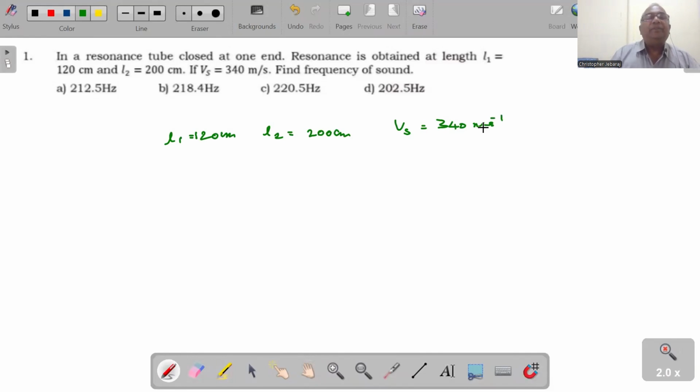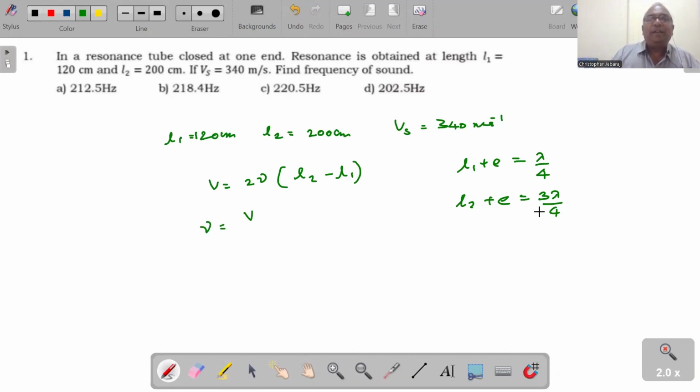What we need is the frequency. We know velocity of sound equal to 2 nu into L2 minus L1. This formula comes from resonance: for the first resonating length, L1 plus E equal to lambda by 4, and for the second, L2 plus E equal to 3 lambda by 4. Solving these two equations gives this. We need frequency: V by 2 into L2 minus L1.